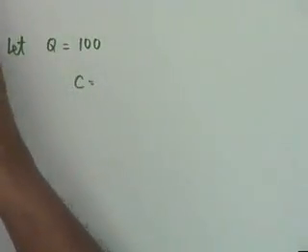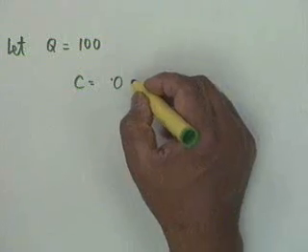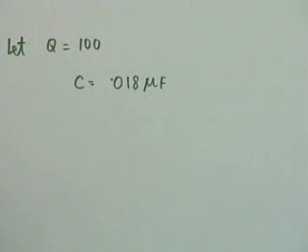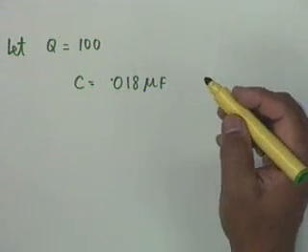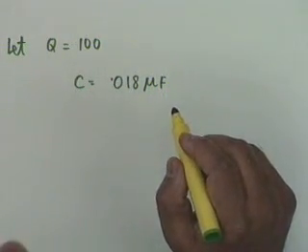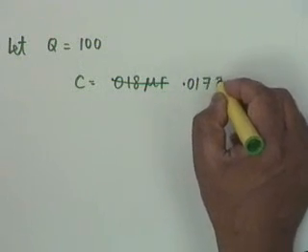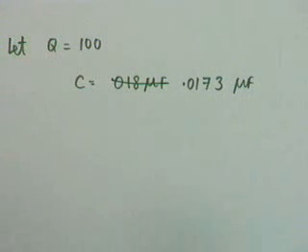Then my C becomes equal to how much? I seem to have made a mistake. It is 1.743 times 10 to the minus 8, so 0.0173 microfarad. Is that okay? Yes. Okay, so that many microfarads. Agreed.